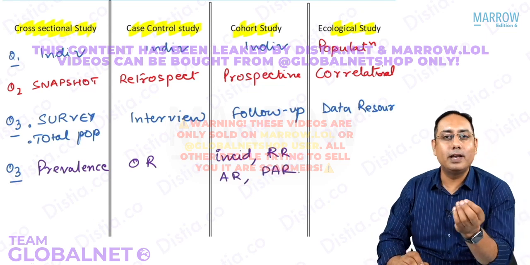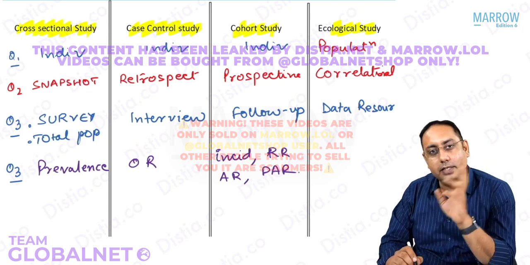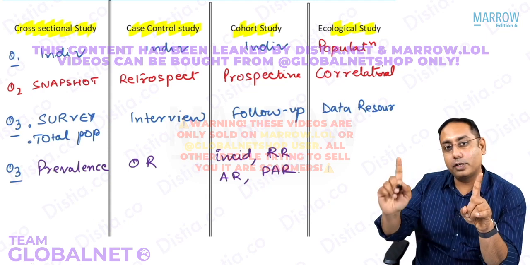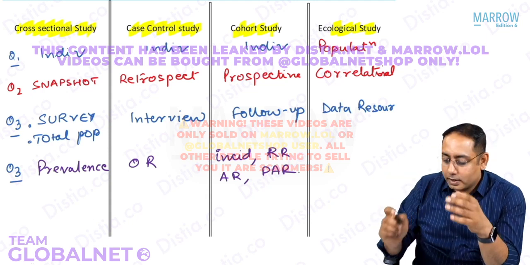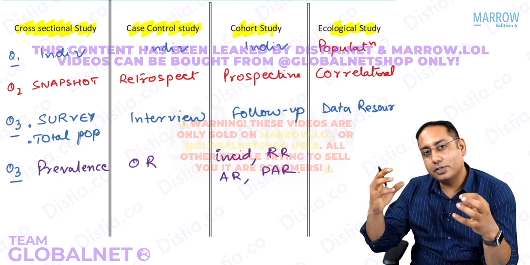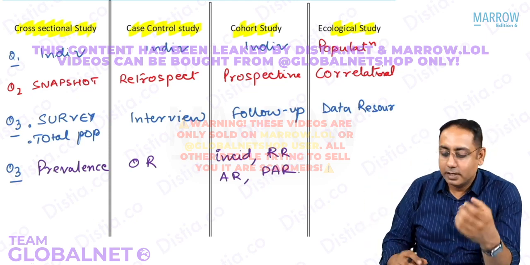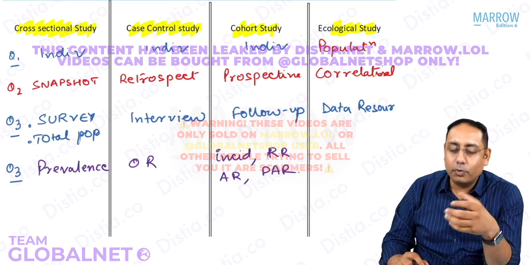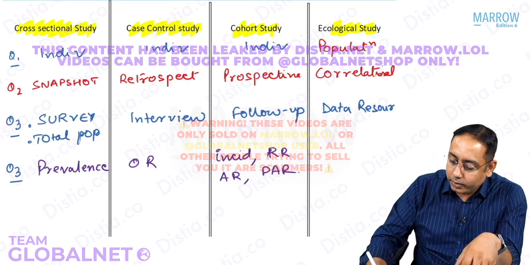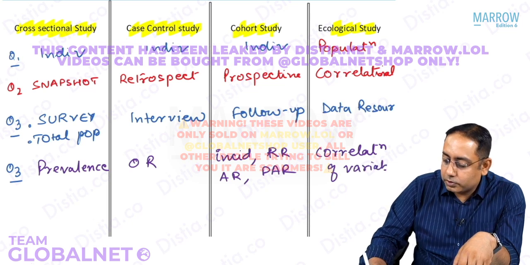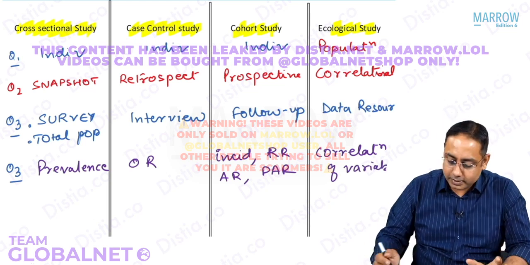What is the formula for relative risk? Incidence exposed divided by incidence non-exposed. What is attributable risk? Incidence exposed minus incidence non-exposed divided by incidence exposed. What is population attributable risk? It is incidence total minus incidence non-exposed divided by the total incidence. So please note, these are the formulas for cohort studies. In ecological study, what are you going to obtain? We are only going to obtain the correlation of events, of variables or events. So you are going to correlate the factors.